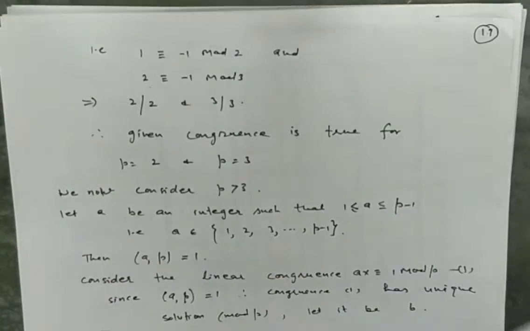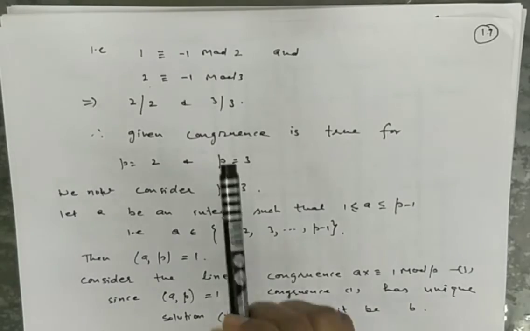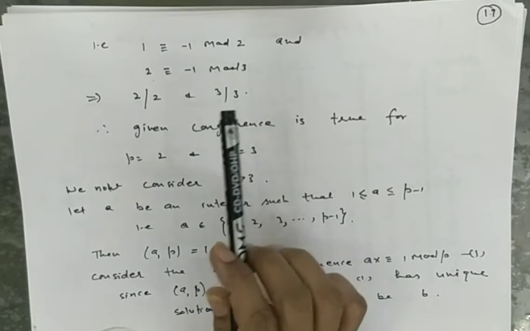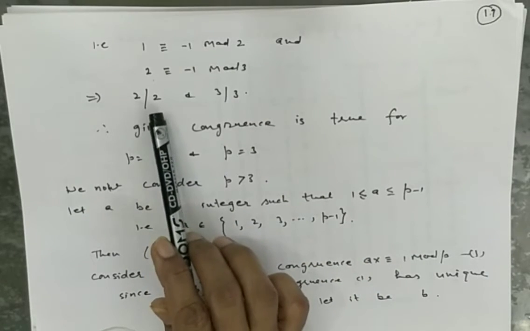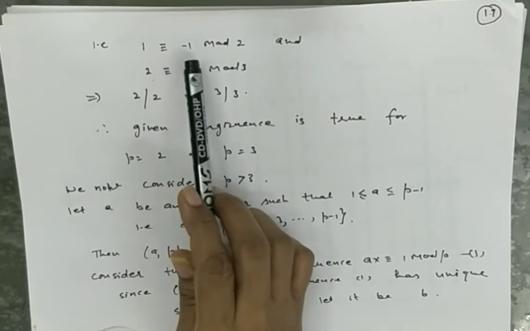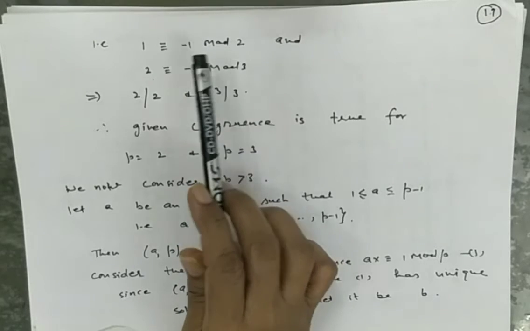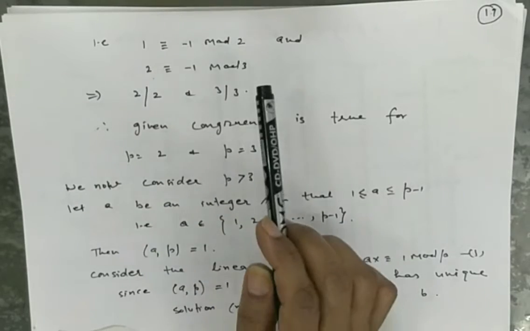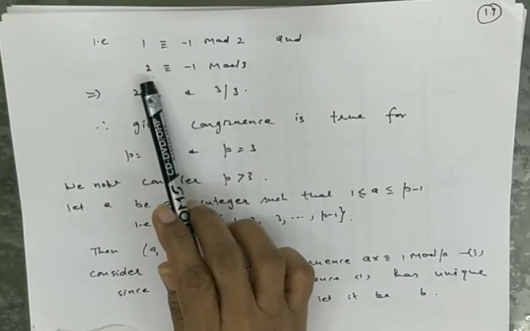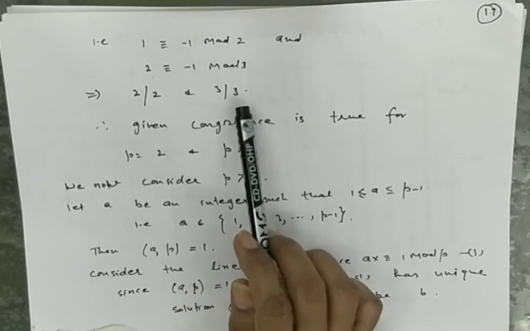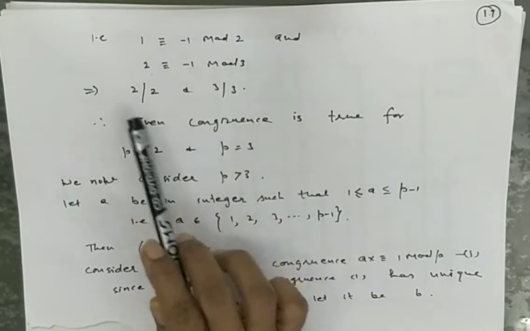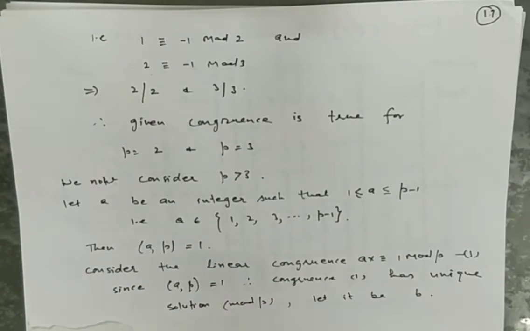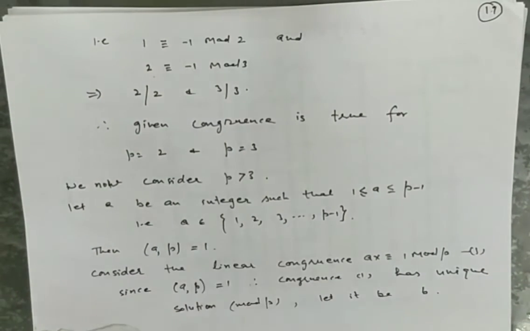Thus, 1 is congruent to minus 1 modulo 2 and 2 is congruent to minus 1 modulo 3. And this shows that 2 divides 2, because 1 is congruent to minus 1 modulo 2 means 2 divides 1 minus of minus 1, that becomes 2. Similarly, 3 divides 2 minus of minus 1, that becomes 3. So 3 divides 3, which is true. Therefore, the given congruence result is true for p equal to 2 and p equal to 3.